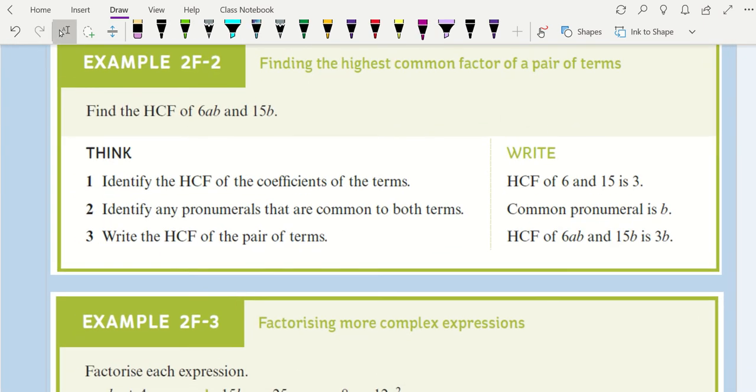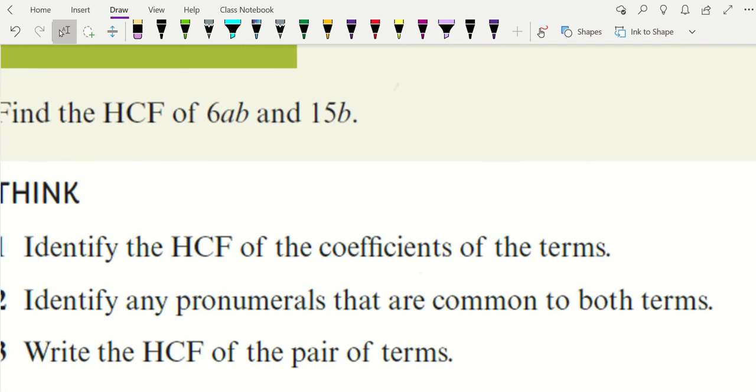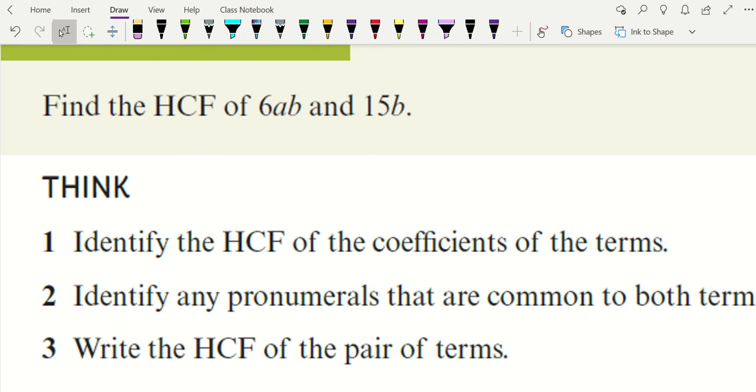Now let's find the highest common factor in a pair of terms. So I'm thinking both letters and numbers now, or pronumerals I suppose I should call them. What number goes into both 6 and 15? Well, 6 is 2 times 3 and 15 is 5 times 3. So first of all I've got to have the coefficient 3. And then I can see that b is common to both of these terms. We're just finding the highest common factor of both of those in this example, so that's just 3b.